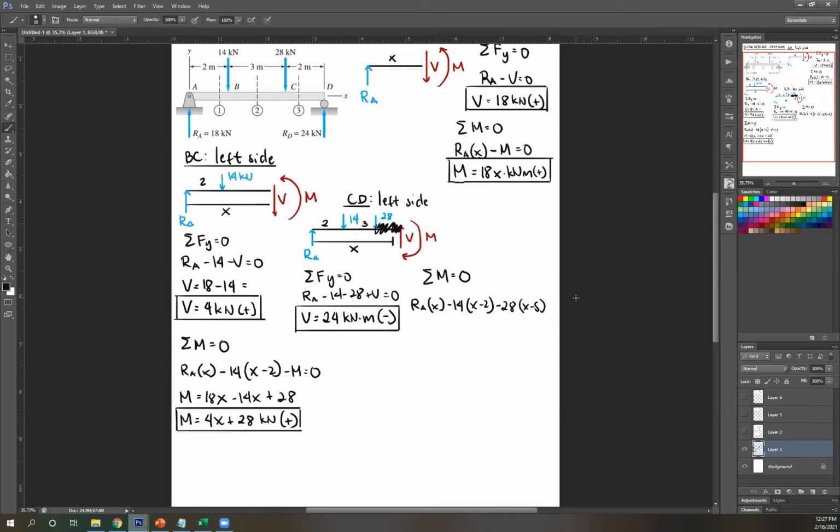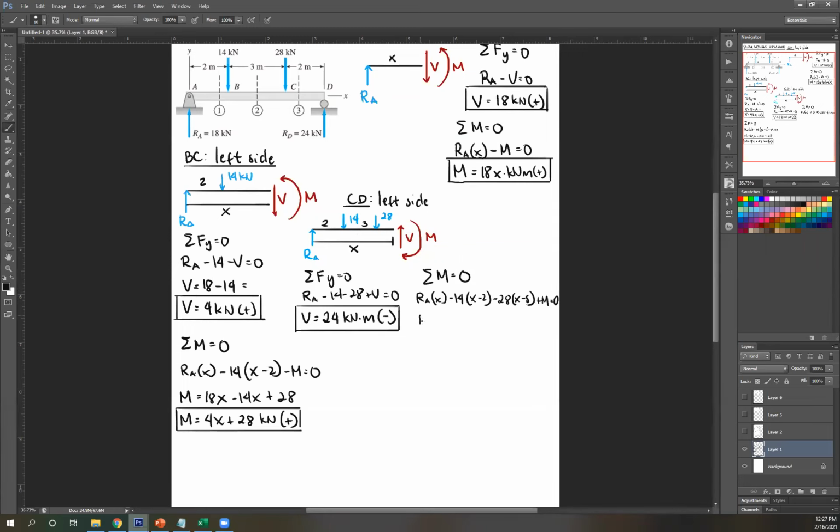And then we're not done. M is clockwise, therefore positive, and equals 0.